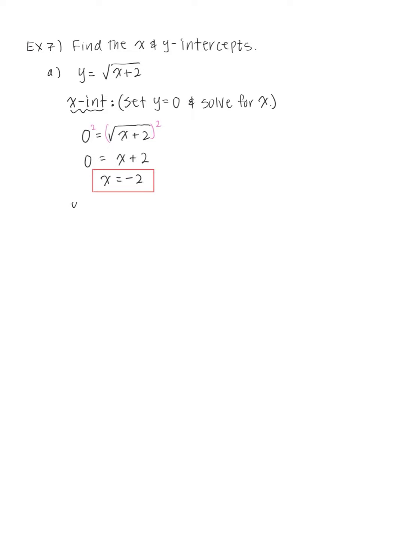Now let's compute the y-intercept. So how do you find that? You're going to have to set x equals 0 and solve for y. Okay, so in this case, we're going to get y equals the square root of 0 plus 2, which is precisely square root of 2.